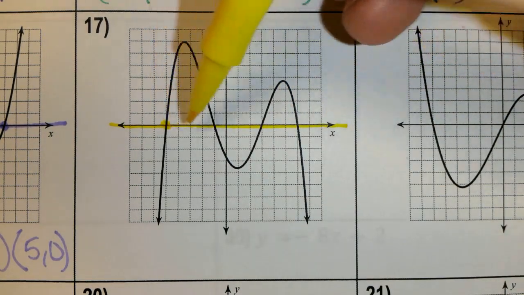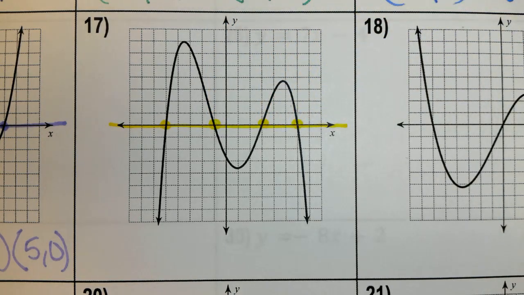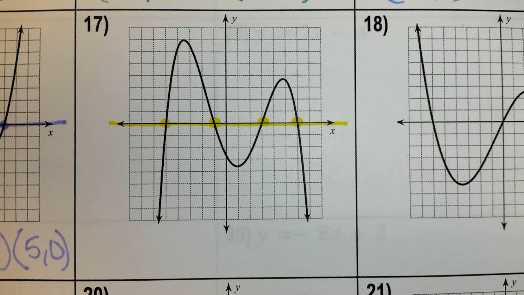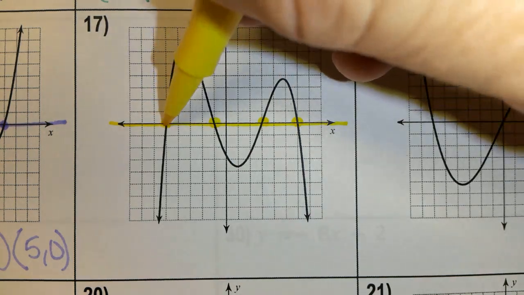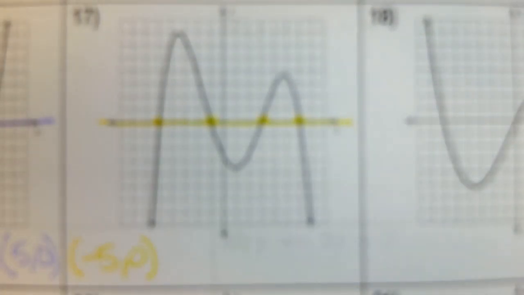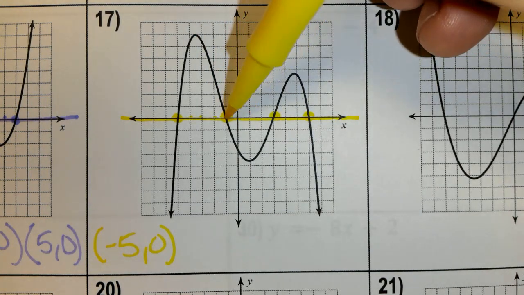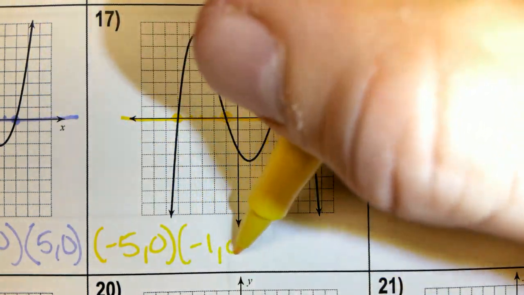Okay, so I cross here, here, here, and here. So 4 more. I have 4 answers. So I'm just going to write them all down, right? Okay, this one is 1, 2, 3, 4, -5, 0. Oh no. There we go. Okay, my next one, -1, 0.